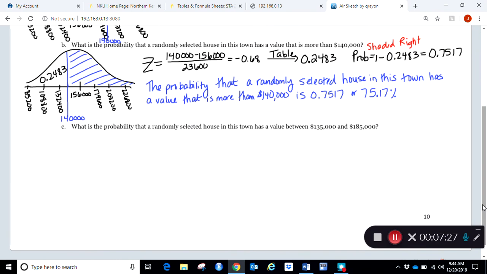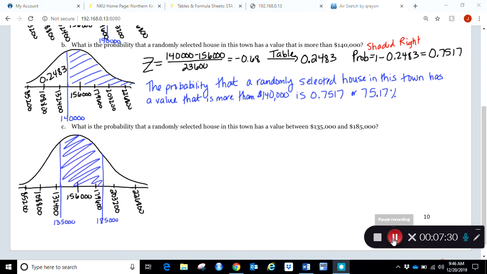Last problem here again to try on your own first is part C. All right, so first looking at this picture, again the black scale along the bottom is the same as it was before because the mean and standard deviation have not changed. But this time we want to find between $135,000 and $185,000. So I just first found where those values go along my scale. Since it says between, I shaded the values between.